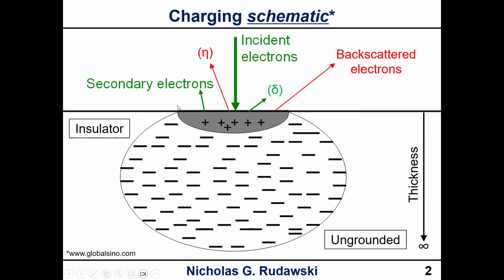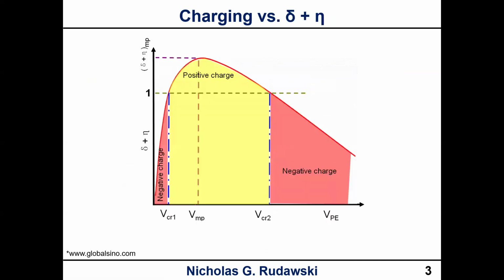So these two yields, eta and delta, are the backscattered yield and the secondary electron yield. Those two parameters are very important when we're considering the charging process, because if the combined yield of those two terms is equal to 1, then we can't have any charging. Basically, for every electron we're putting in, we're getting 1 out. So if that's the case, then by math, we can't be having charging.